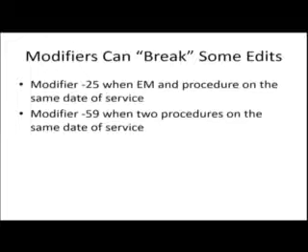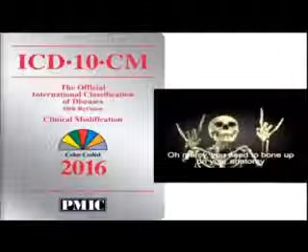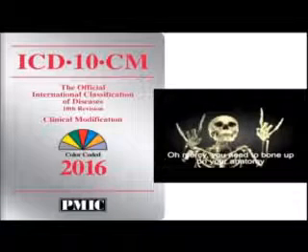And the 2 modifiers that we can use to break the code are 25 and 59. So those are the ones that you use. 25 is when you use an E&M with a procedure. 59 is when there are 2 procedures done. I think I just have a few minutes left, so I'm going to run through this very quickly.